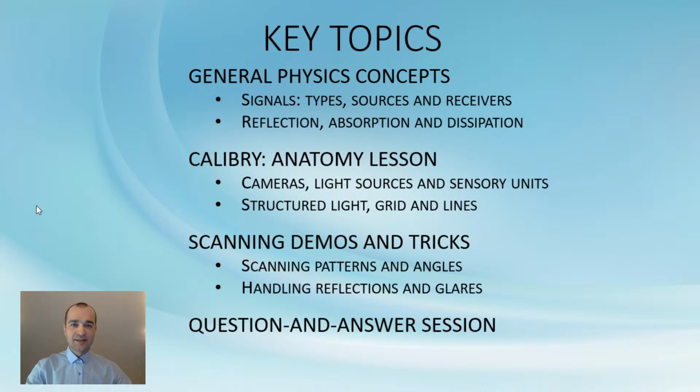And of course, we're going to talk extensively about the Calibry itself, the scanner that we're going to use. I'm going to talk about the cameras, the light sources that we're using, and the sensory units. We'll also talk about structural light technology, what kind of grid we're using to prepare the models, how this grid is used, and what kind of lines there are. And I'm going to show you a couple of scanning demos and tricks to demonstrate how you can make your scanner results better, what kind of patterns and angles are used to scan certain models, and how to handle certain cases of reflections and glares.